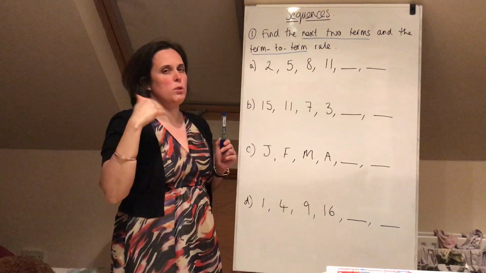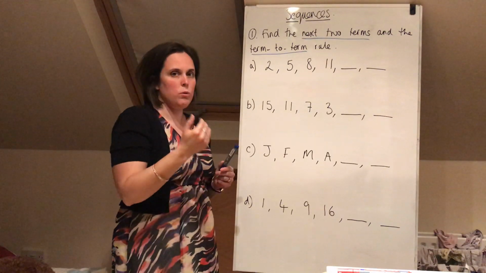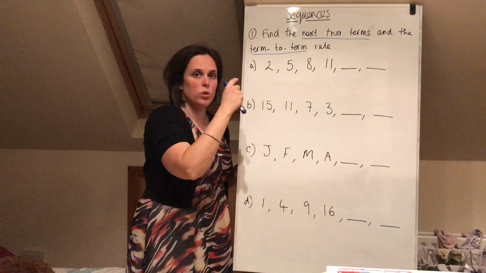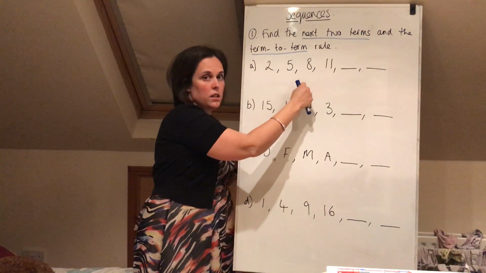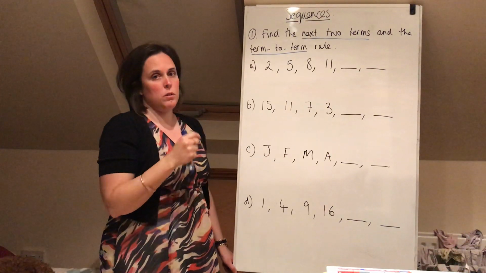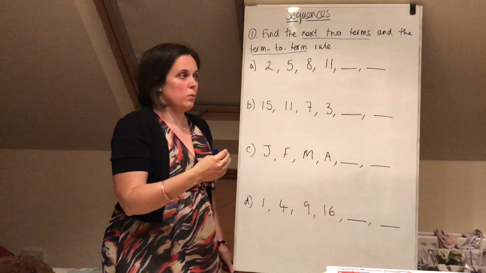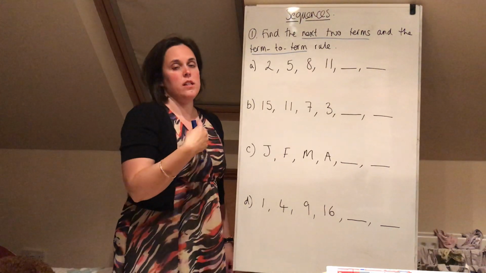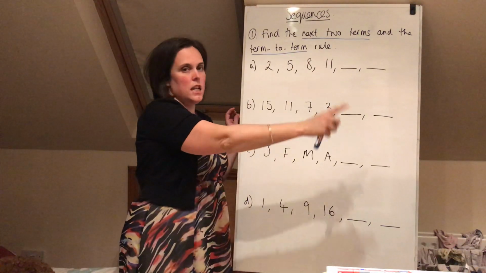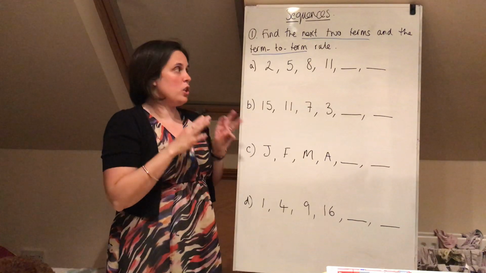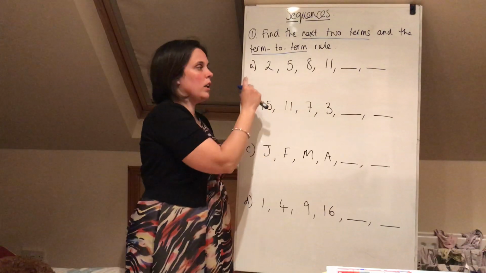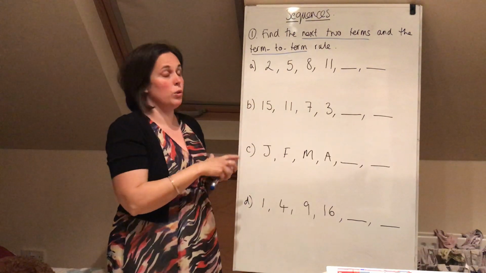So what I mean by term to term rule is how do I get from one term to the next term. So what's the rule that gets me from one term to the next term? Now there's two different types of rules that we can work out. This is the one that we're doing today. There is another rule that we call the nth term, and that uses a bit more algebra, and that means we can come up with a formula so we can find any term in the sequence. But today we're just going to focus on what's the rule, how do we get the next term along, and how can we write down what the rule is.